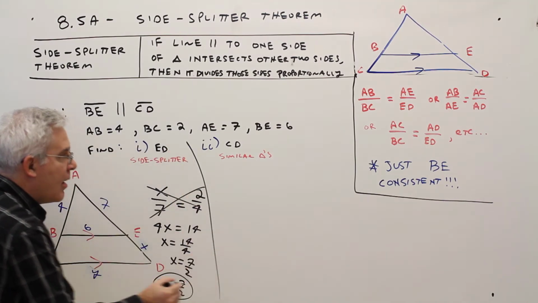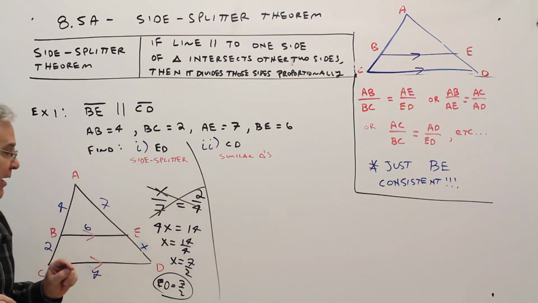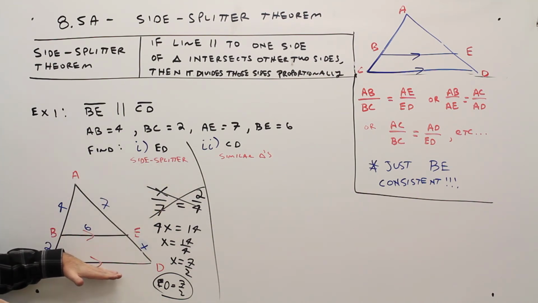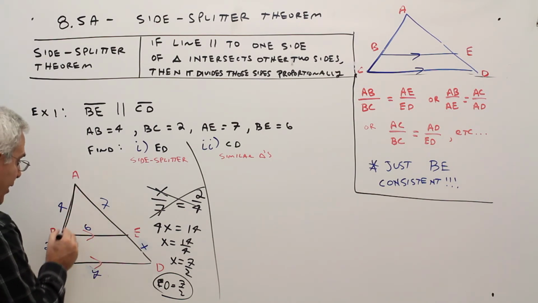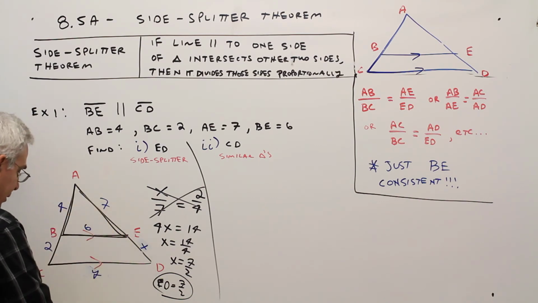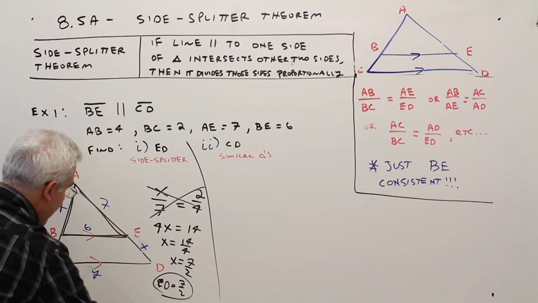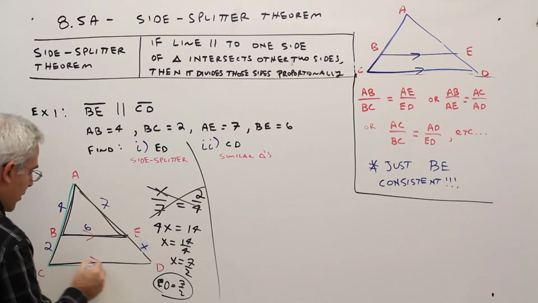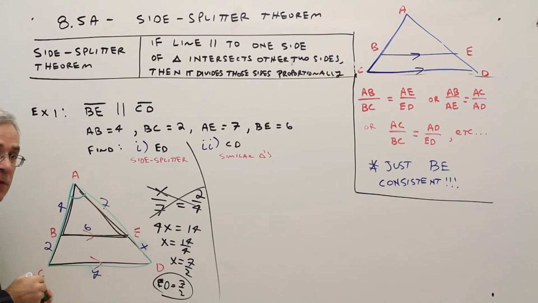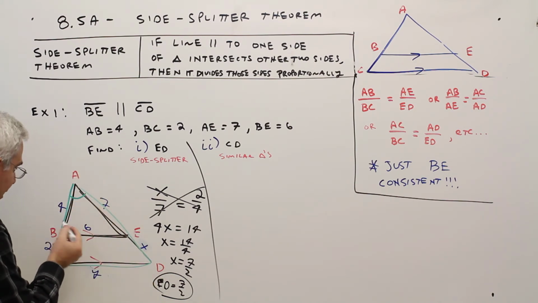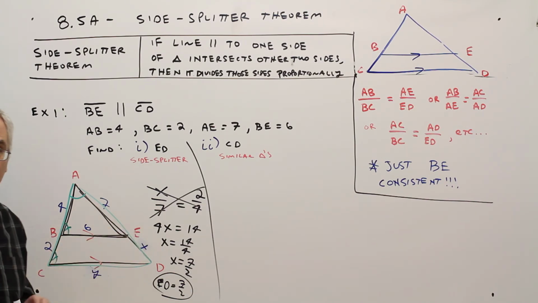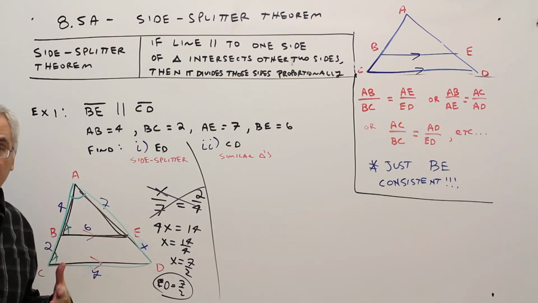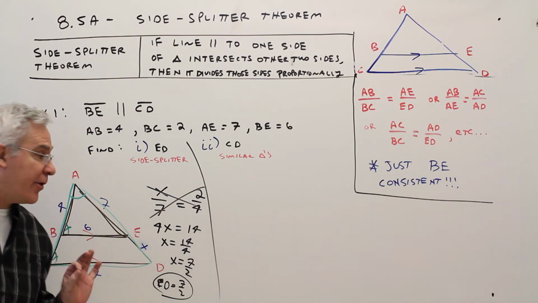Okay, now I'm going to find CD, and again I can't find that by the side-splitter theorem. I'm going to use similar triangles. How do I know I've got similar triangles? Well, this triangle and this triangle are certainly similar. They have that angle the same measure and corresponding angles over here and over there as well. Okay, so I know I've got similar triangles. Let's set up a proportion with the similar triangles.